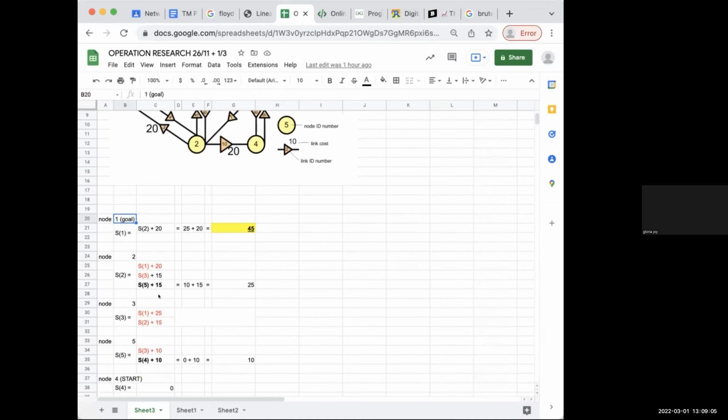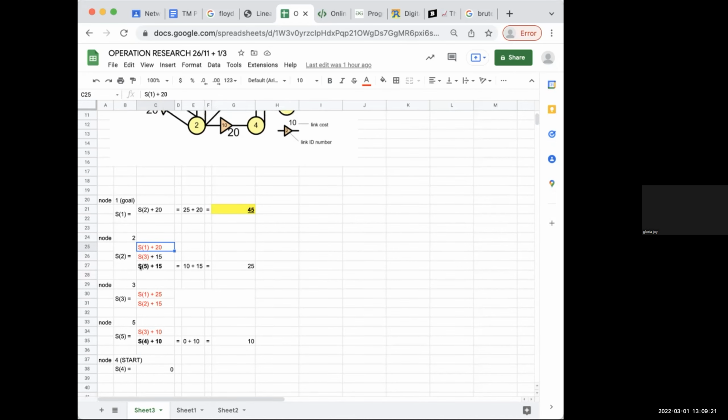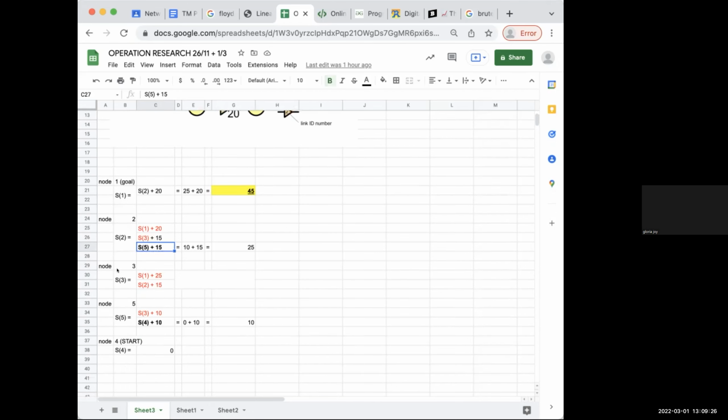We actually have several nodes going to S2, but for the ones we already visit, I put red. And S3 I will explain later. I put red for S1. Cannot use that because we're going to there. Then we have S3 15 and we have S5 plus 15. Then we go to node 3. We have S1 plus 25, S2 plus 15. But we visited those nodes already. So I put the red one. Means it's already stated, we cannot go there.